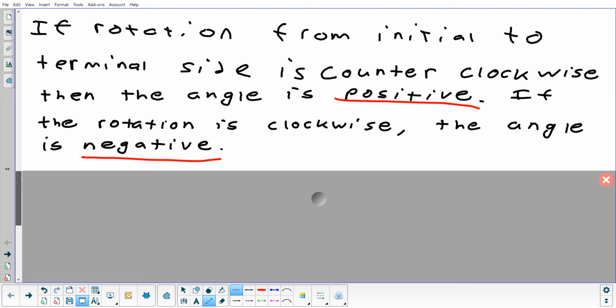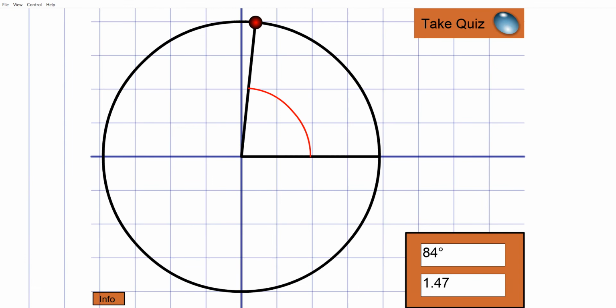I didn't show you this in the diagram, I can go back to it and show you, but you can go around more than once as well. So you can have an angle that's even bigger than 360 or smaller than negative 360. So here's an example going around more than once.